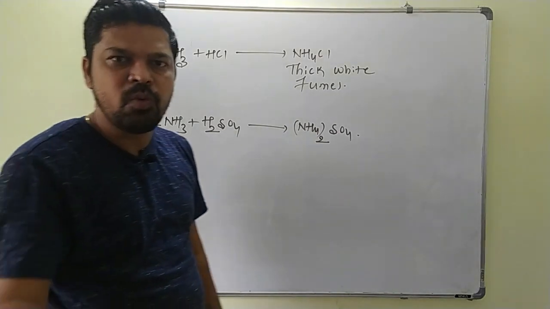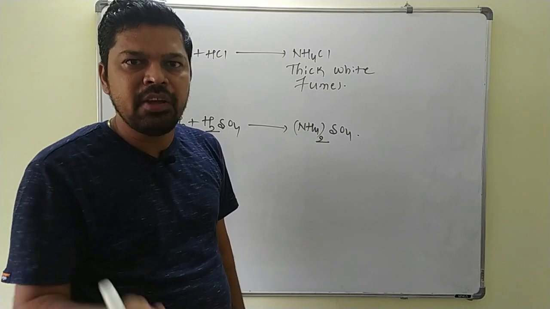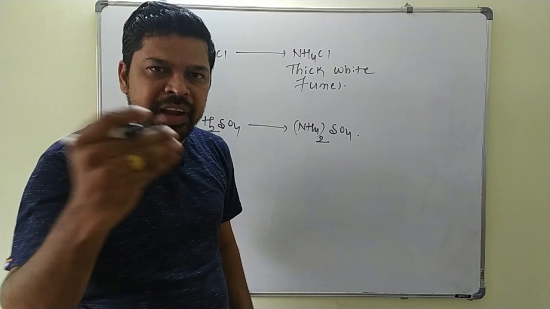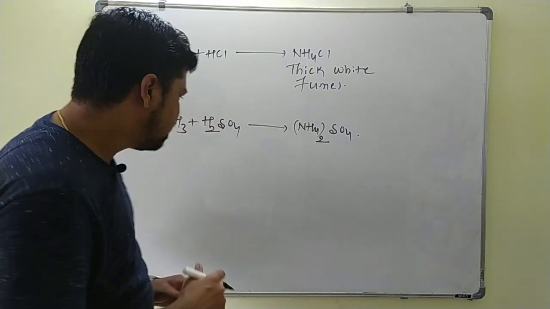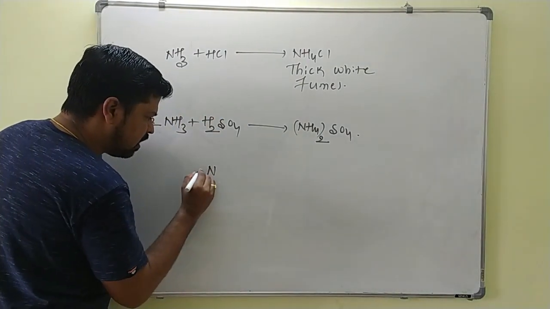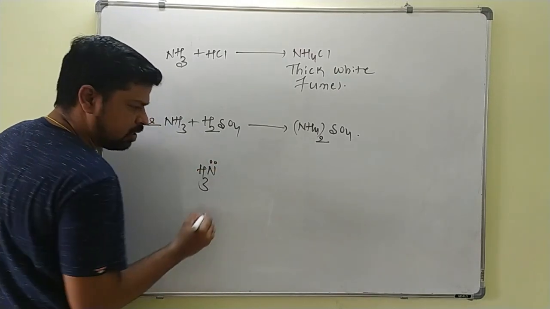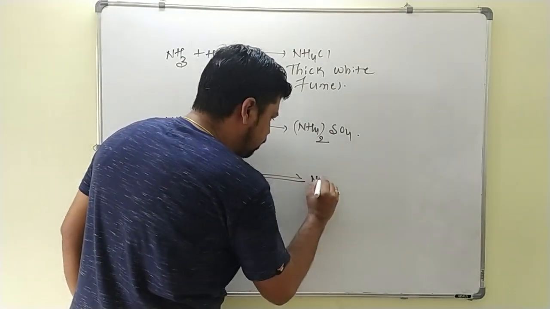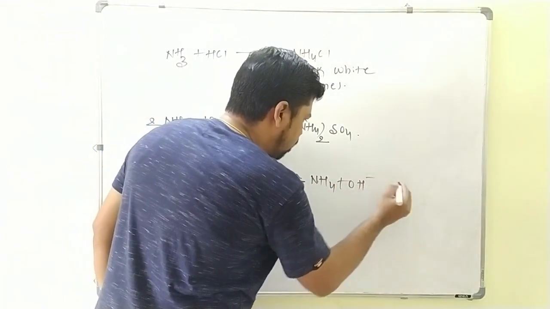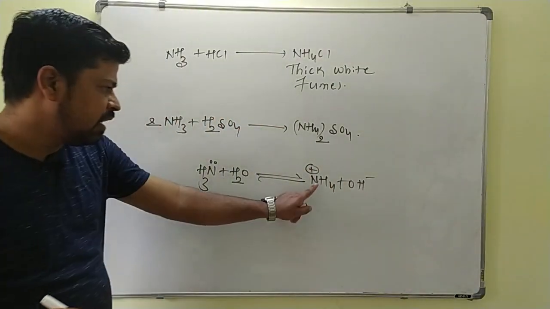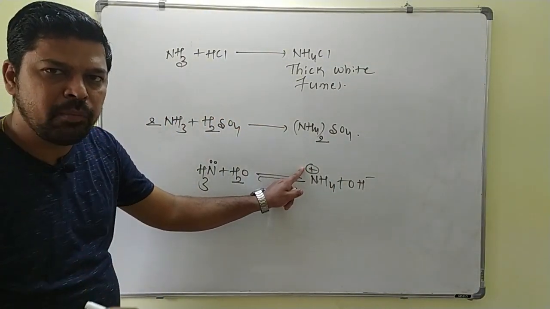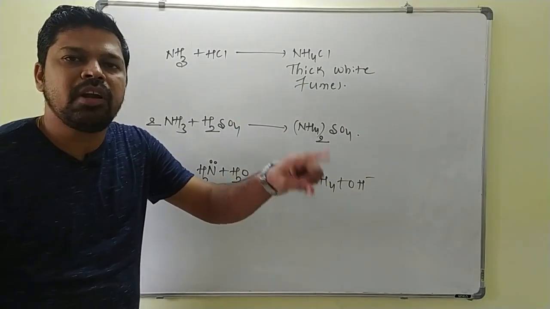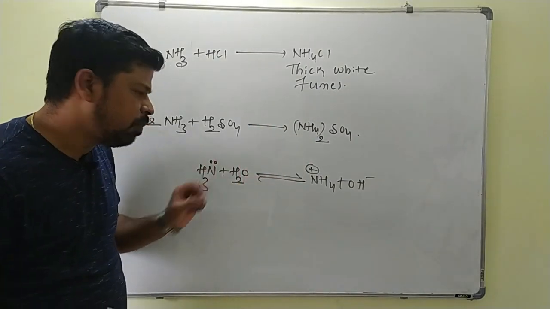One question they will ask: what happens to the basic property of ammonia when ammonia is dissolved in water? The basic property of ammonia decreases when it is dissolved in water, because see here, suppose this is the ammonia, here the lone pair of electrons is there. On treating with water, what does it form here? NH4OH, that is nothing but NH4 plus and OH minus. Now you see here, the lone pair of electrons on the nitrogen is involved in the bonding. The lone pair is not present here. Always keep in mind, the basic property of ammonia is due to the presence of the lone pair of electrons.